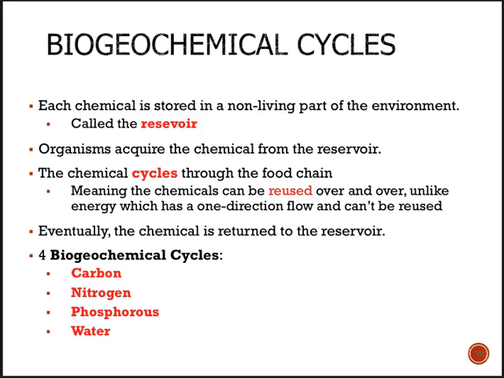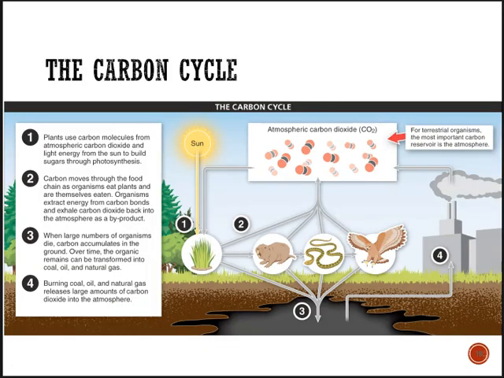All right, so again, eventually we're going to return that chemical to the reservoir, and here is a list of the 4 biogeochemical cycles that I'm going to step you through. 3 of them are from your book, and I'm going to elaborate on the water cycle because I think it's very important. So there's the carbon cycle, the nitrogen cycle, the phosphorus cycle, and the water cycle. And we are going to start out with the carbon cycle.